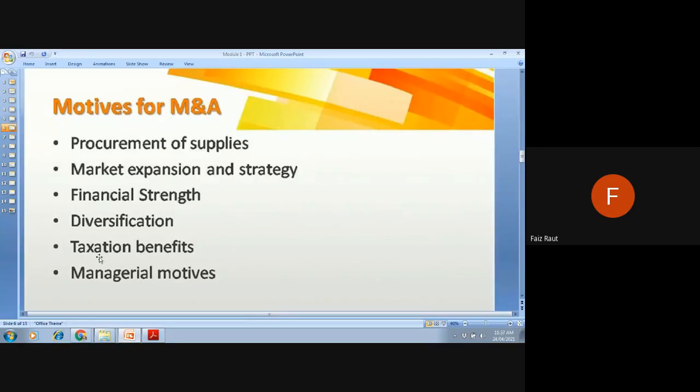Mahindra acquired Satyam because of tax benefits, because of diversification, because they wanted to enter into IT, mostly for diversification and taxation benefits. Okay, so now we have Tech Mahindra, which was earlier Satyam. When Mahindra had acquired Satyam, it was called Mahindra Satyam. And then later on, they changed the name to Tech Mahindra.